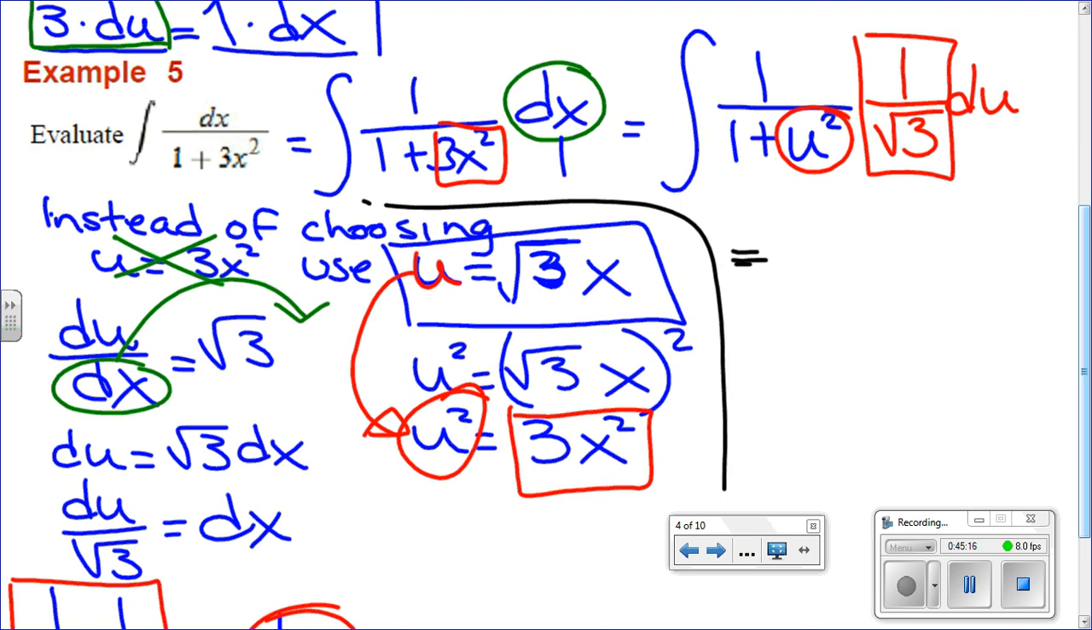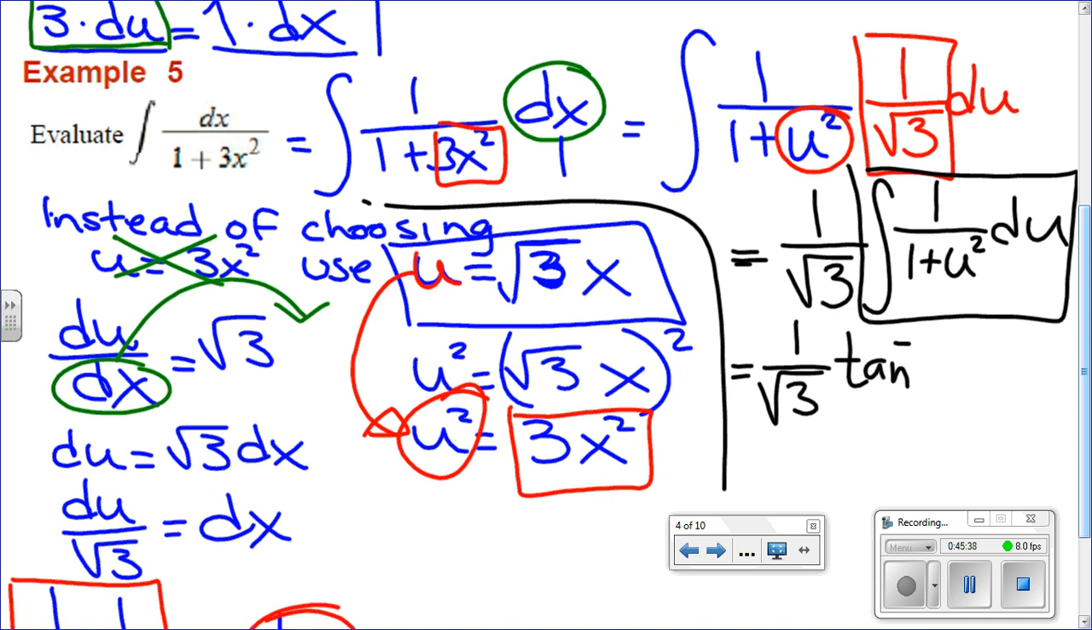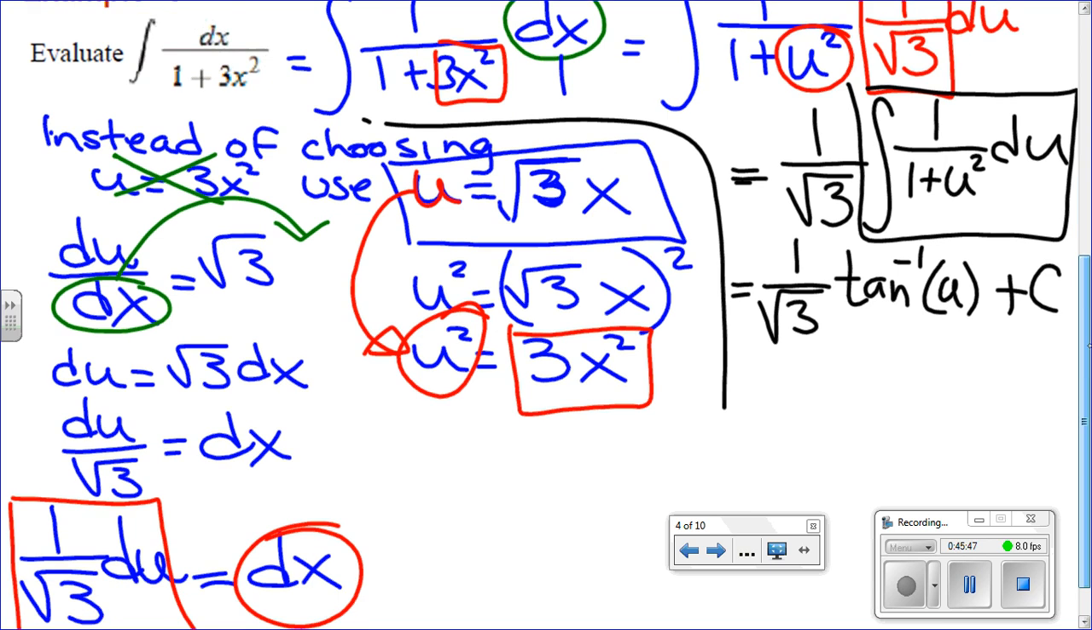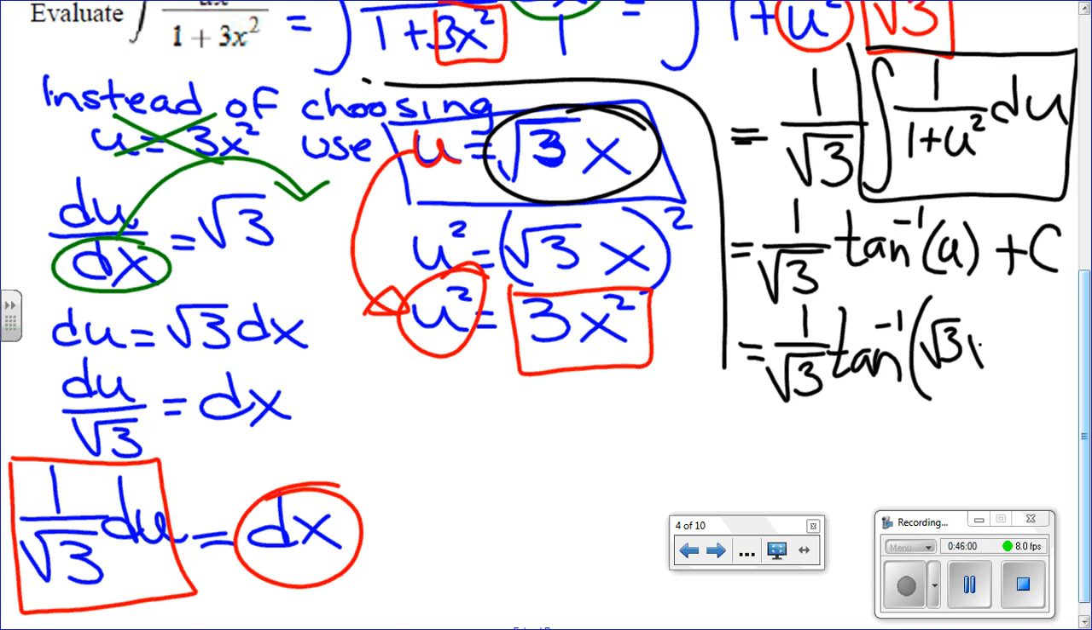So factor out the 1 over the square root of 3, and then we have the integral of 1 over 1 plus u squared du. You cannot tell me that you don't know what that is, because you just took a quiz. Tangent inverse. So 1 over the square root of 3, the answer for this part is going to be tangent inverse of u plus c. Then we go back and substitute u, so that we leave our answer in terms of x. So 1 over the square root of 3 tangent inverse of the square root of 3x plus c.